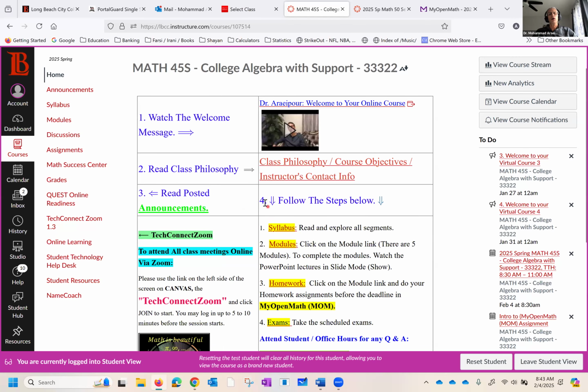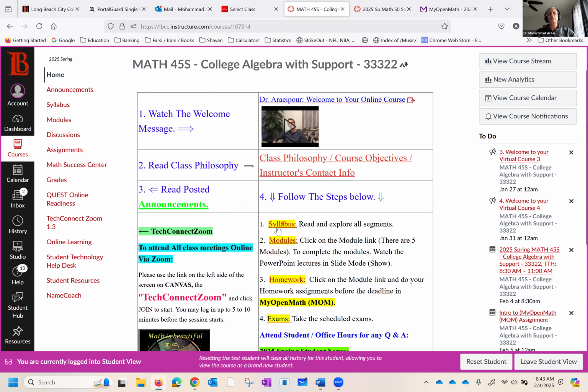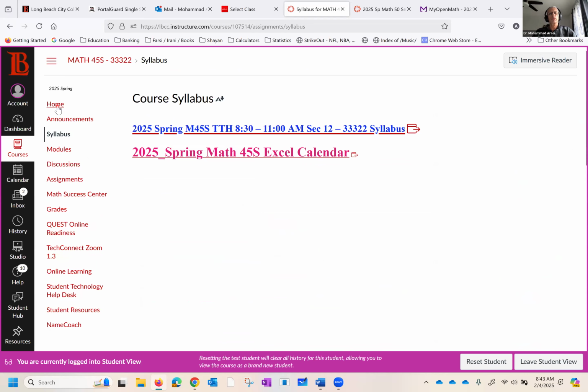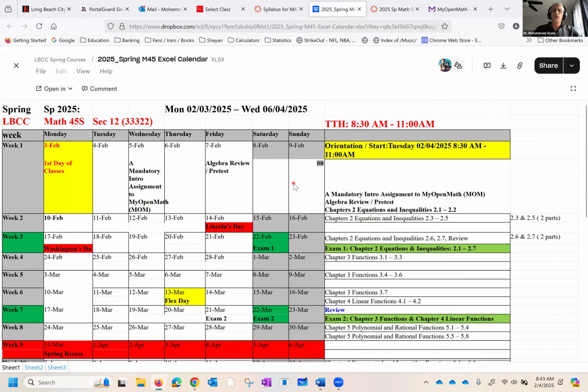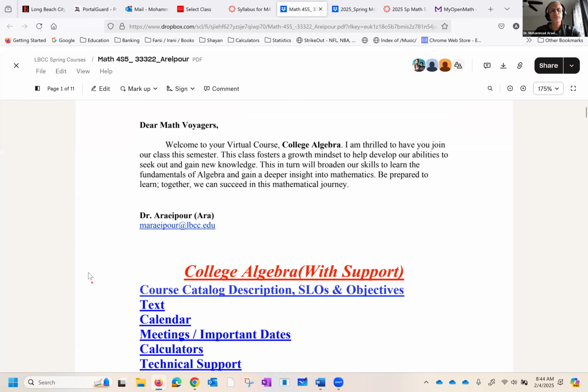Now, under number four, there are a few things we want to look at. The first one is the syllabus. You can look at the syllabus right here, everybody, or on the left navigation bar right here. We have two things here. We have the Excel calendar, which gives you the sections that we need to cover and the date of the exams. There are a couple of assignments, an introductory assignment to MyOpenMath and an Algebra review coming up. So we have this calendar. And of course, the actual syllabus, which is pretty long.